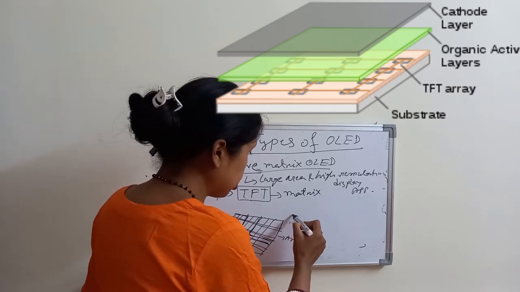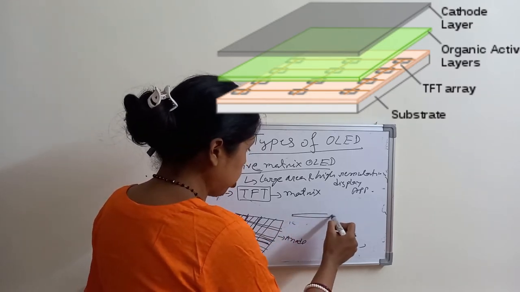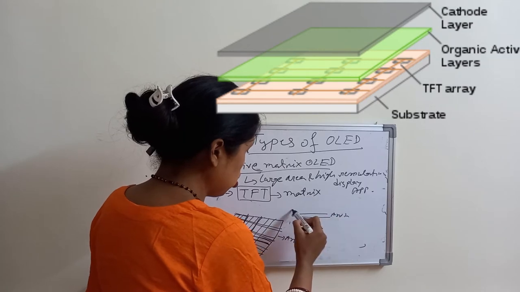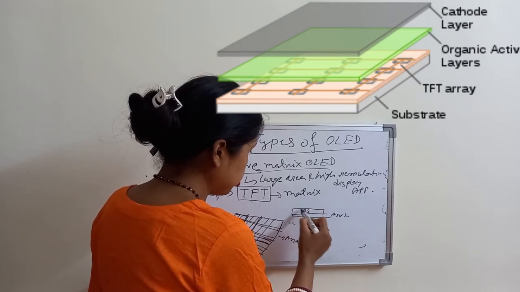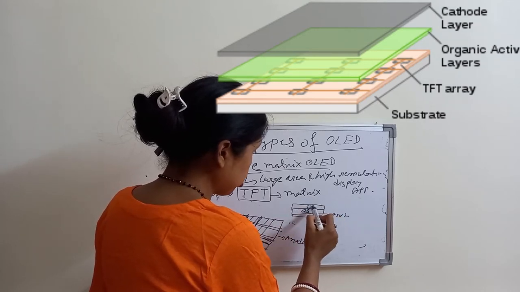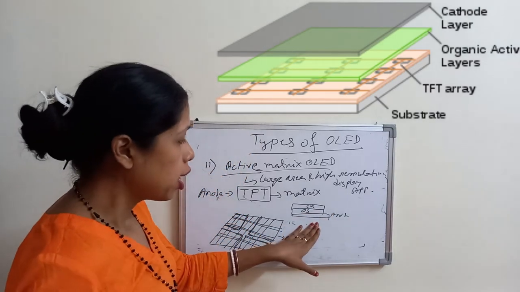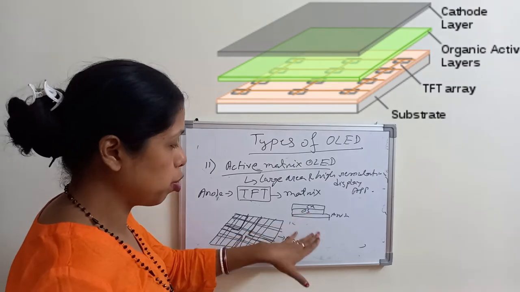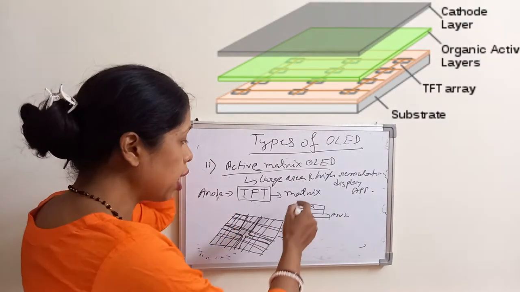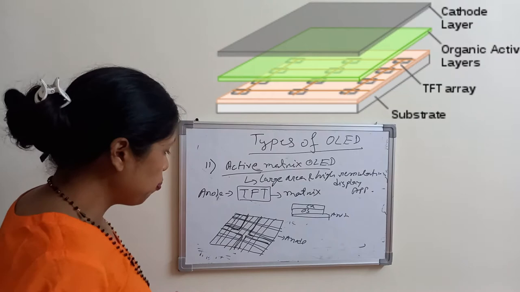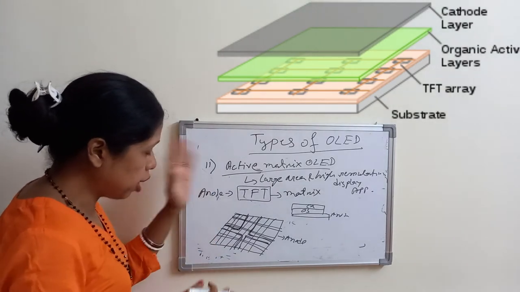Okay, if you see the vertical structure, same thing: anode, organic material, and then cathode material. Same, if you see from a vertical point of view, you can see this structure: anode, multiple organic semiconductors, and the cathode layer. Okay, so what is the difference between that and the passive matrix?